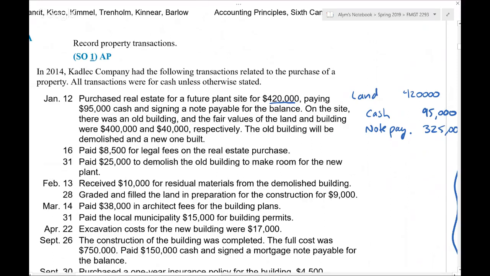Had they told us we could sell the old building and make some money on it, then we could have certainly counted that for something. But in this case here, they haven't. All they've said is we're demolishing and getting rid of the old building, so we're getting rid of it. Okay?